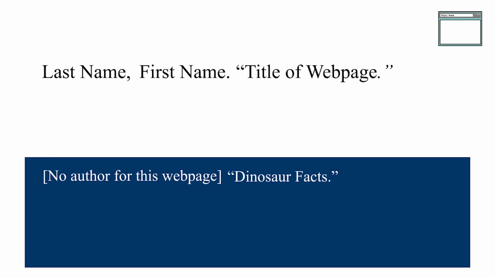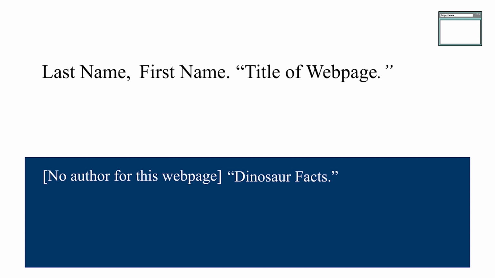The citation for a web page starts the same as for a book or article, with the author. Author last name, comma, author first name, period. Title of web page in quotation marks, period. An example citation for a website begins with a placeholder reading no author for this web page in the position that the author's name would usually go. After it, the citation continues with the title Dinosaur Facts, in quotes, period.